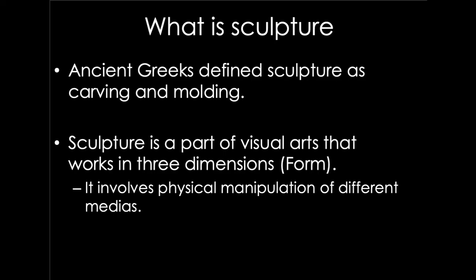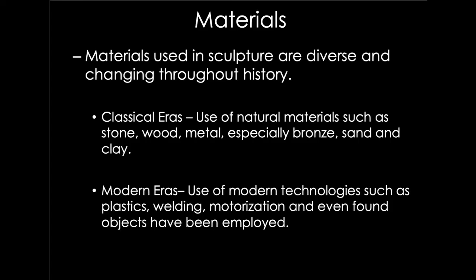Materials used in sculpture are very diverse and they have changed throughout history. The classical era's materials were of outstanding durability. They were metals, especially bronze, stone, and clay. Other things used during the classical era would definitely be wood, but it's not as durable, and it seems to compress and decay quicker than others.